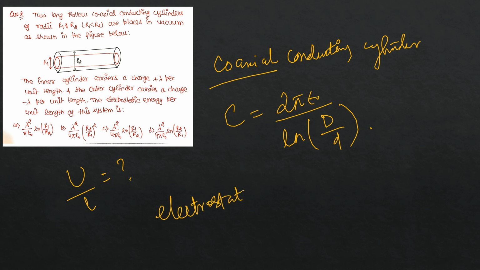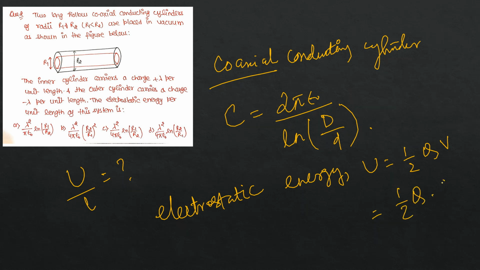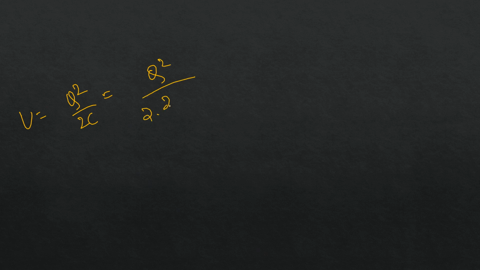So electrostatic energy. Electrostatic energy U is equal to what? Half into Q into V. Okay, half QV. I can also write it as Q into Q by C, isn't it? So it becomes Q square by 2C. Now everything is there, isn't it? So energy is equal to Q square by 2C, which is Q square by 2 into 2 pi epsilon naught by ln D by d.